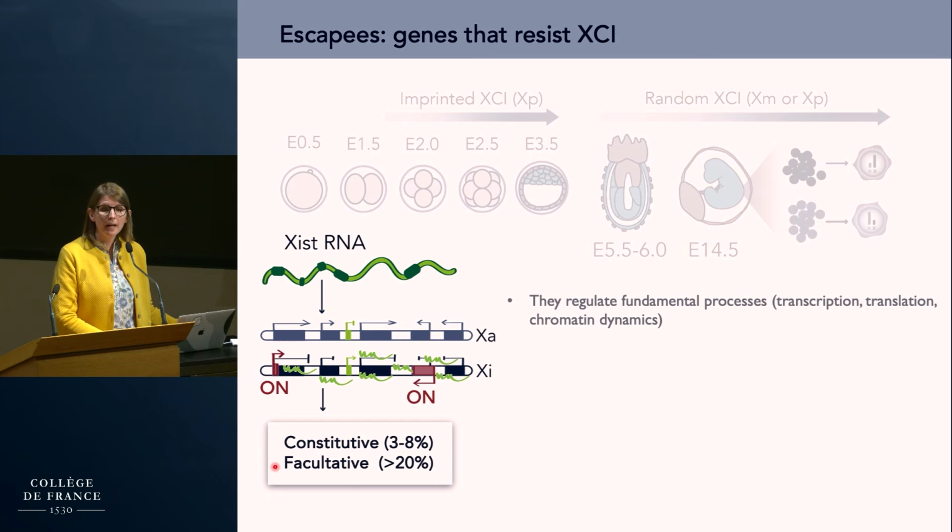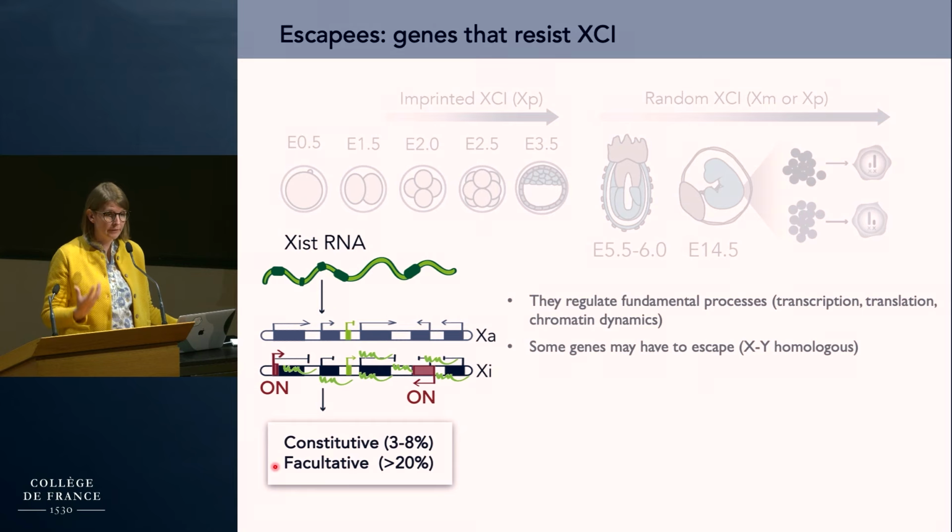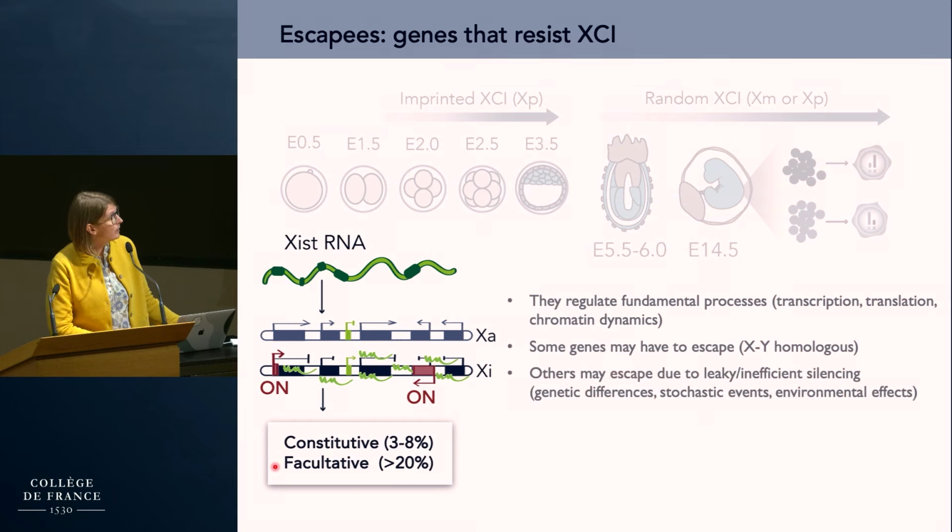We also know that for some of these genes, and especially the constitutive escapees who maintain a Y homologue on the Y chromosome, there is a strong evolutionary reason why these genes need to escape X inactivation. In other cases, and this is more the case of what we call facultative genes, it is not very clear whether there is a need for these genes to remain active, or else whether the fact that they escape X inactivation is the result of a leaky or inefficient silencing at some point.